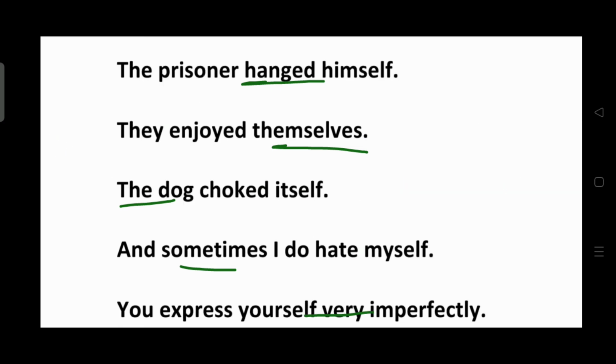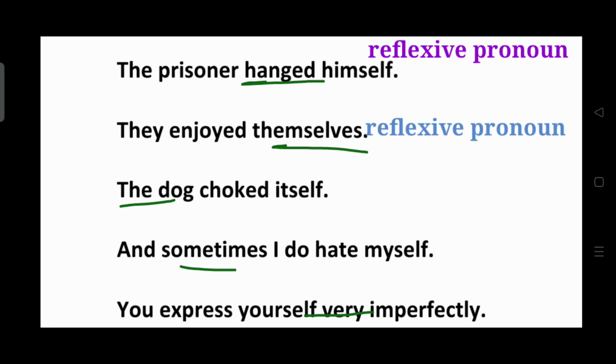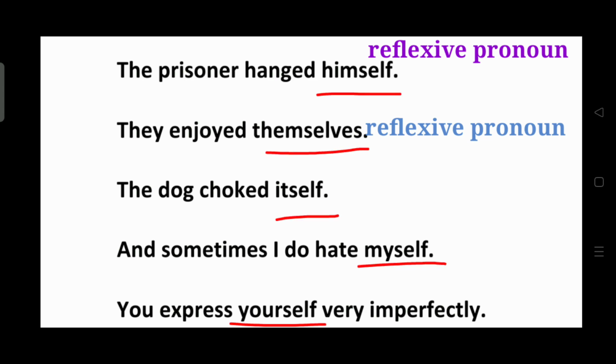The prisoner hanged himself. Hanged whom? Himself. Himself referring back to the prisoner, same person, reflexive pronoun. They enjoyed themselves. Enjoyed is a verb. Enjoyed whom? Themselves. Themselves and they, same people, therefore reflexive pronoun. The dog choked itself. The dog choked whom? Itself. Itself and the dog are same. Hence, reflexive pronoun once again.